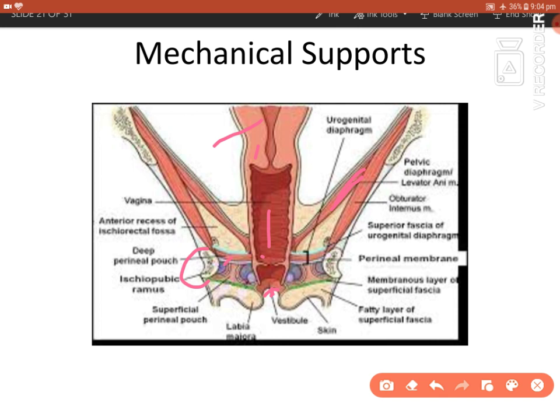Then you can see this is the urogenital diaphragm. It is made up of the superior and inferior fascia of these muscles. There is the superior fascia of the urogenital diaphragm and the inferior fascia of the urogenital diaphragm, or the perineal membrane. It contains the muscles: the deep transverse perineum, then the sphincter urethrae muscle, that is the external urethral sphincter. This urogenital diaphragm is traversed by the vagina and gives passage to the urethra, which supports the vagina.